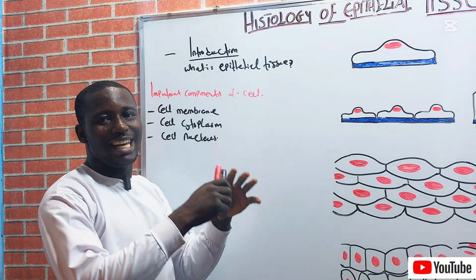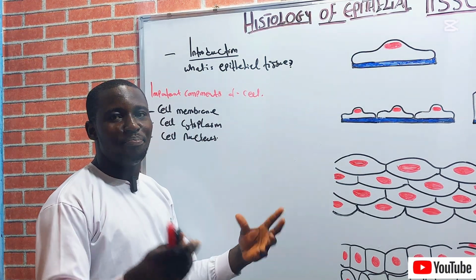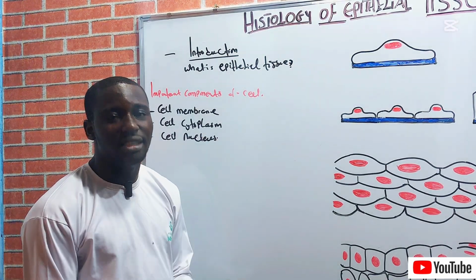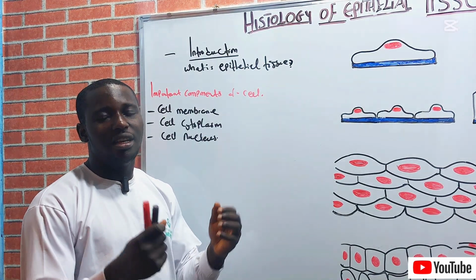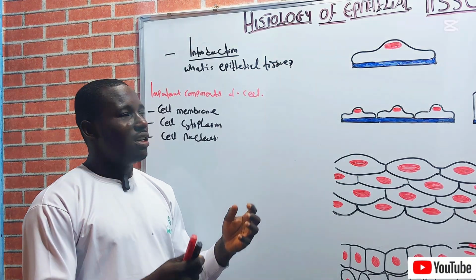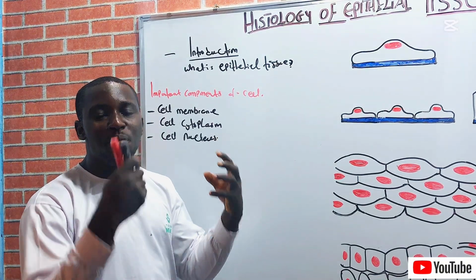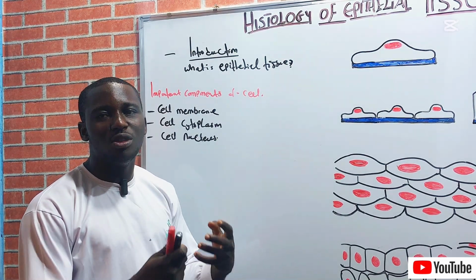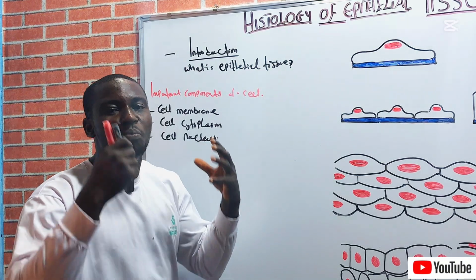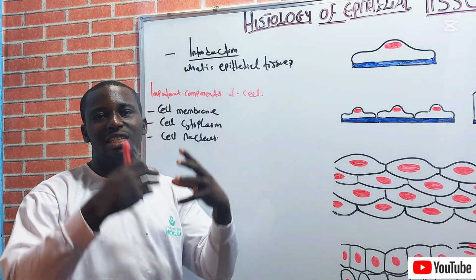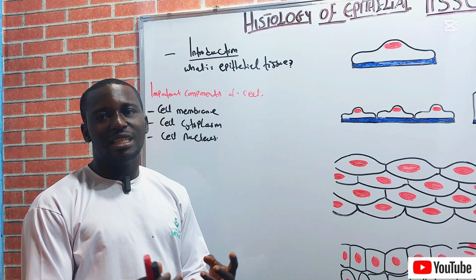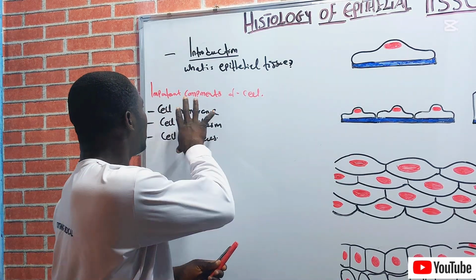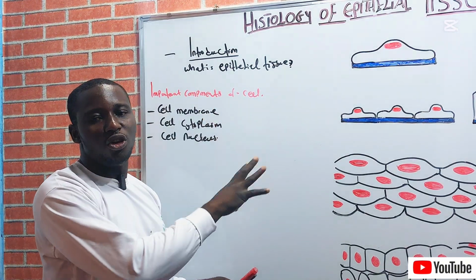The cells of the epithelia are closely packed together. The intercellular substances and the cell matrix are minimal. And the cells of the epithelia are located on the basement membrane. They are located on the basement what? Membrane. The basement membrane is just like an innate connective tissue, you get, that is formed by the epithelial cells by themselves. Now, these are the three components found in the epithelial cell.